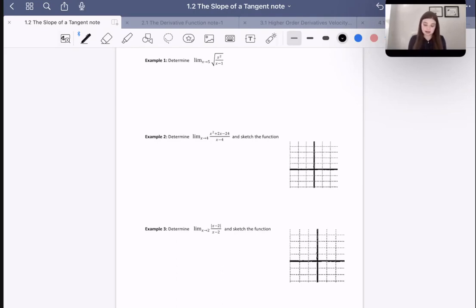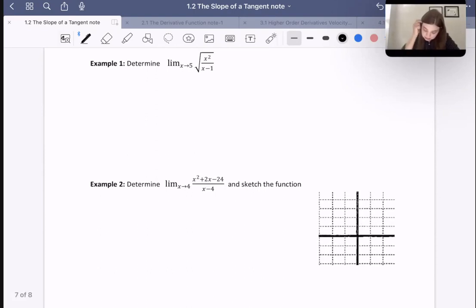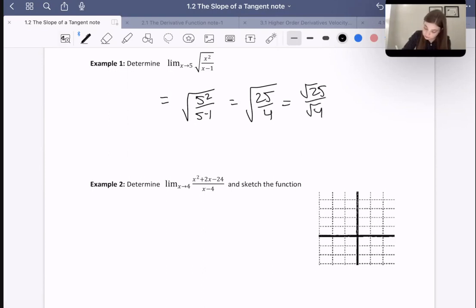So here in this first example, example 1, it says determine the limit as x approaches 5 of this function. Now clearly, this function is continuous at x equals 5, right? And so in this example, all we need to do is just plug in 5. So I'm just going to say, okay, well, that means root 5 squared over 5 minus 1, which is root 25 over 4, which is root 25 over root 4, which is 5 over 2. So therefore, the limit would just be 5 over 2. And we're done.